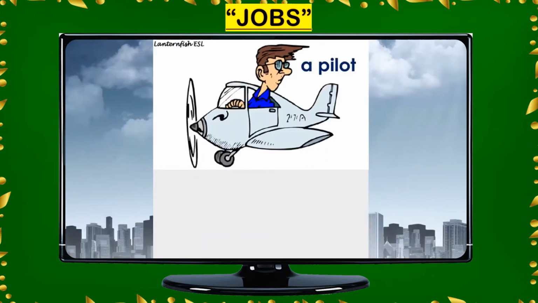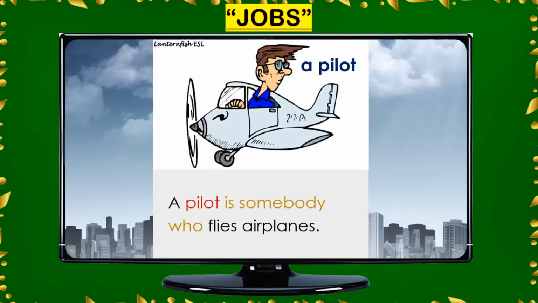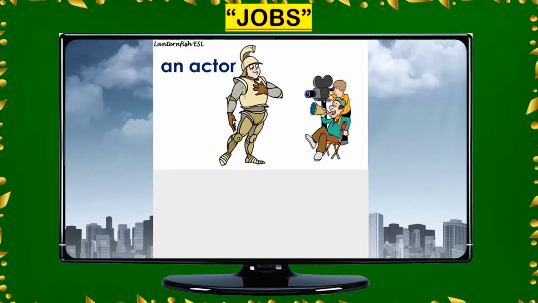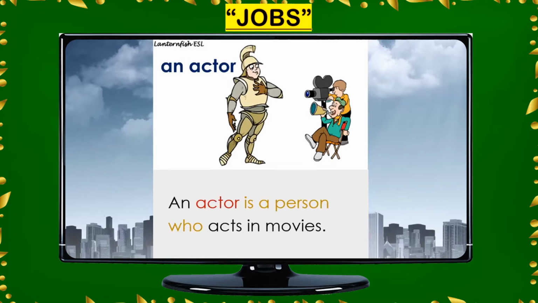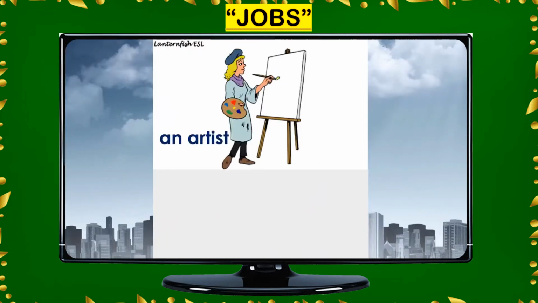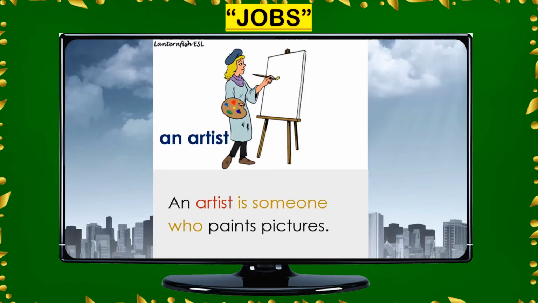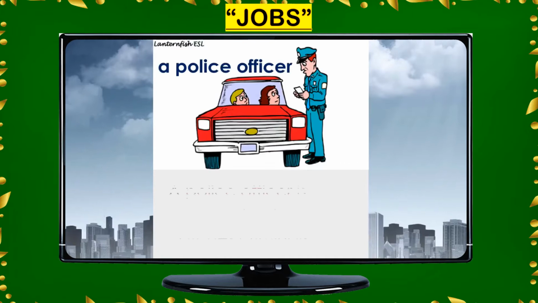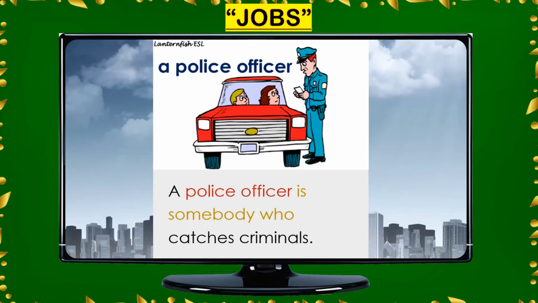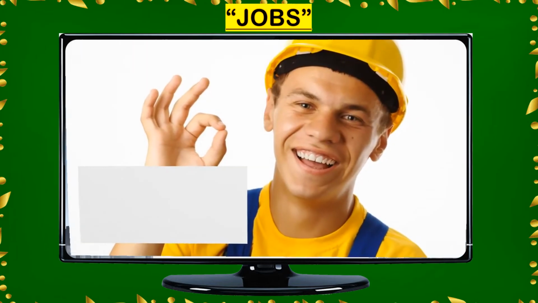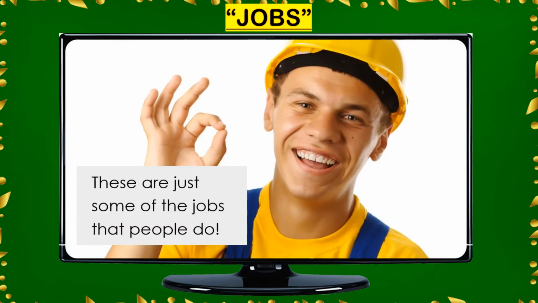A pilot. A pilot is somebody who flies airplanes. An actor. An actor is a person who acts in movies. An artist. An artist is someone who paints pictures. A police officer. A police officer is somebody who catches criminals. These are just some of the jobs that people do.